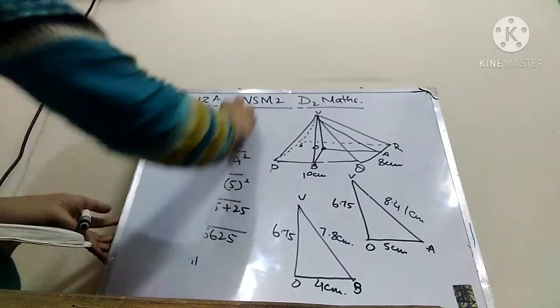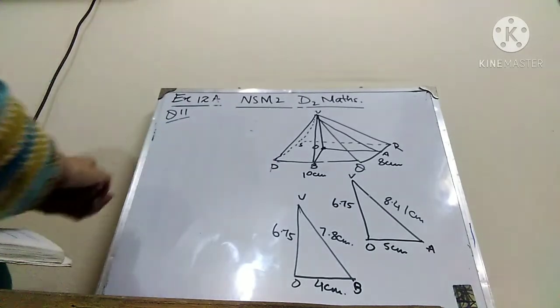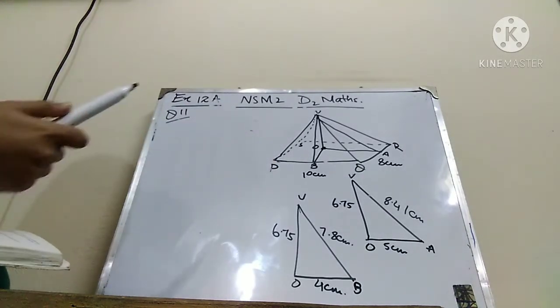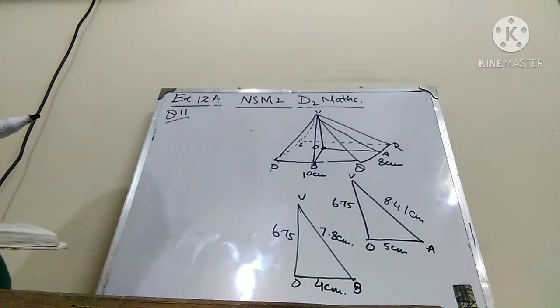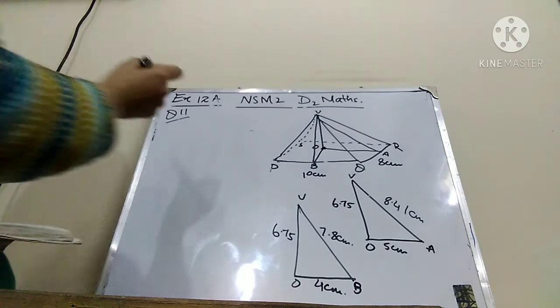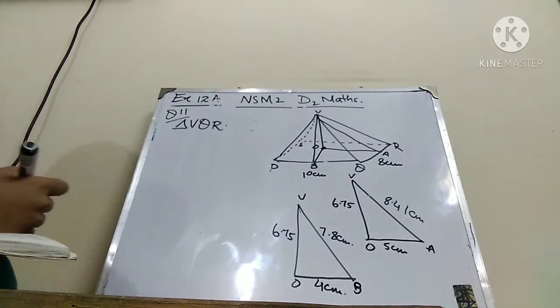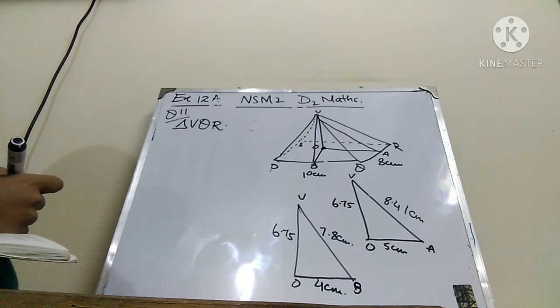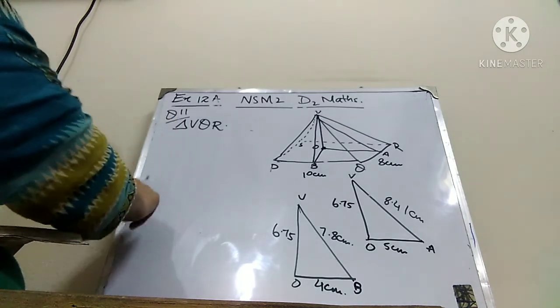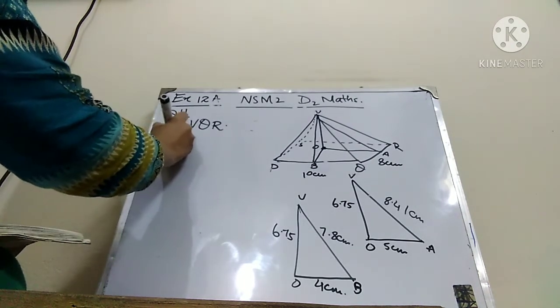Okay students, first take the triangle, which is, alright, I am going to take the triangle VQR. Now what I will do is I'll use the formula to find the area of the right angle triangle. So I'm going to write down the formula of the area of the triangle.